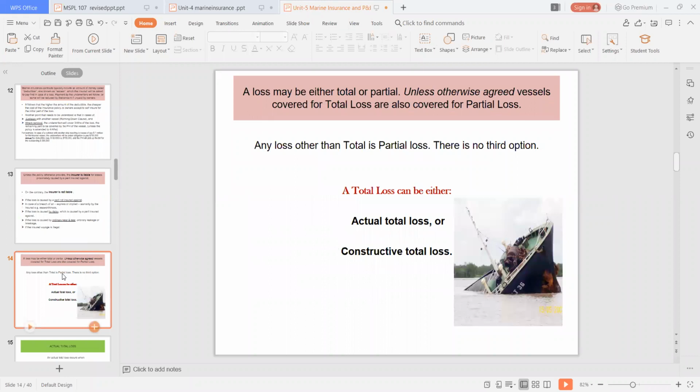A loss may be, I already showed in the diagram also, either total or partial. Unless otherwise agreed, vessels covered for total loss are also covered as a partial loss. Any loss other than the total is partial loss. There is no third option. A total loss can be either actual total loss or constructive total loss. Okay.